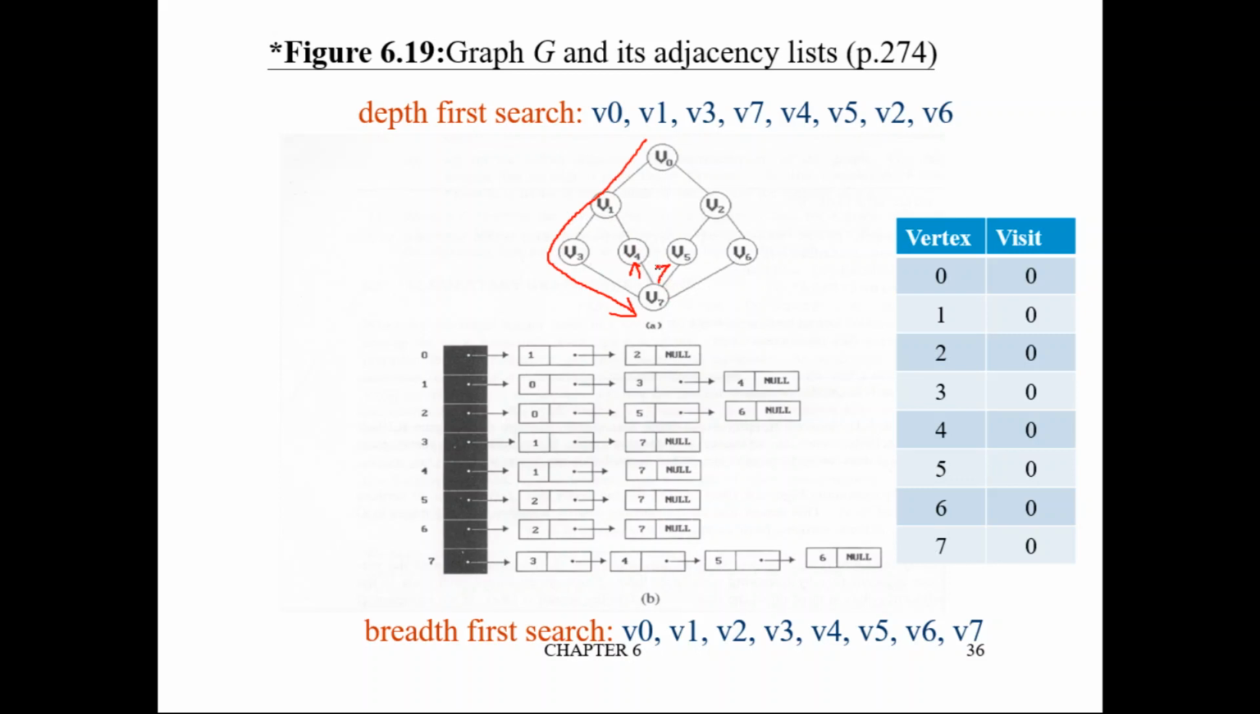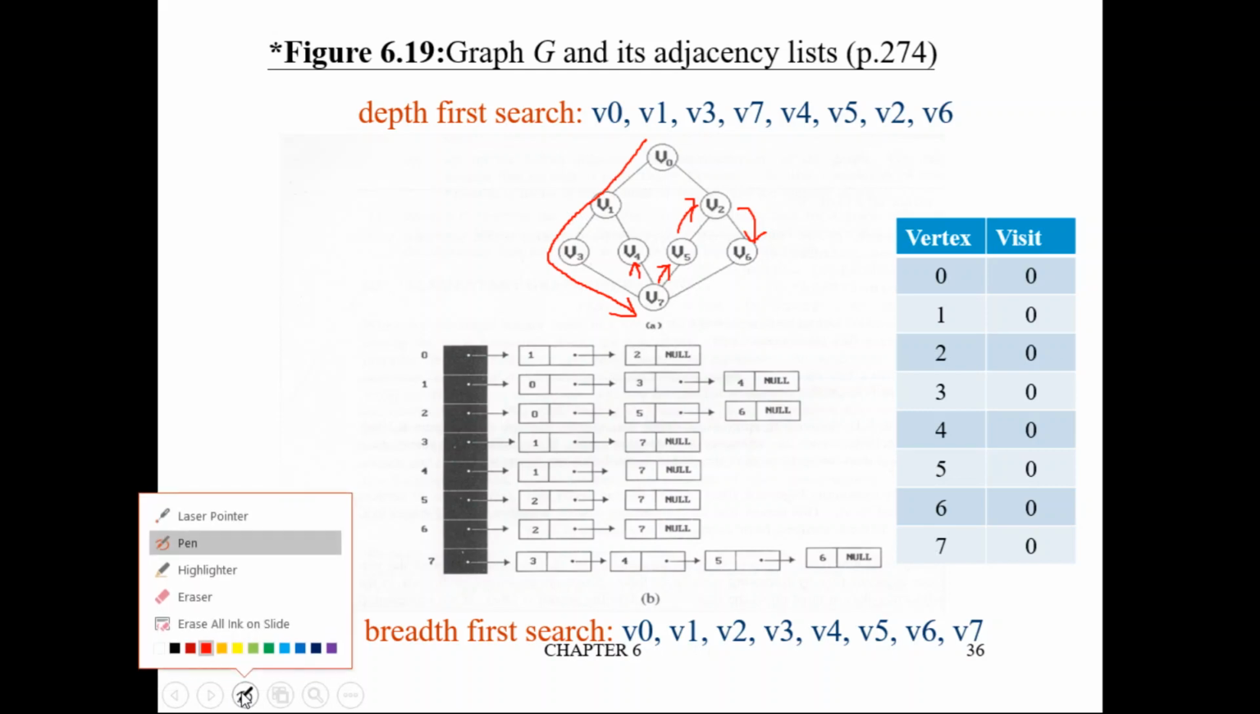Then we visited V5. Again from V5 we went to V2 because V2 is not visited. Then after visiting V2 we went to V6. We visited V6. By that time all the nodes, or all the vertices, were visited. Okay, so this is how it works.